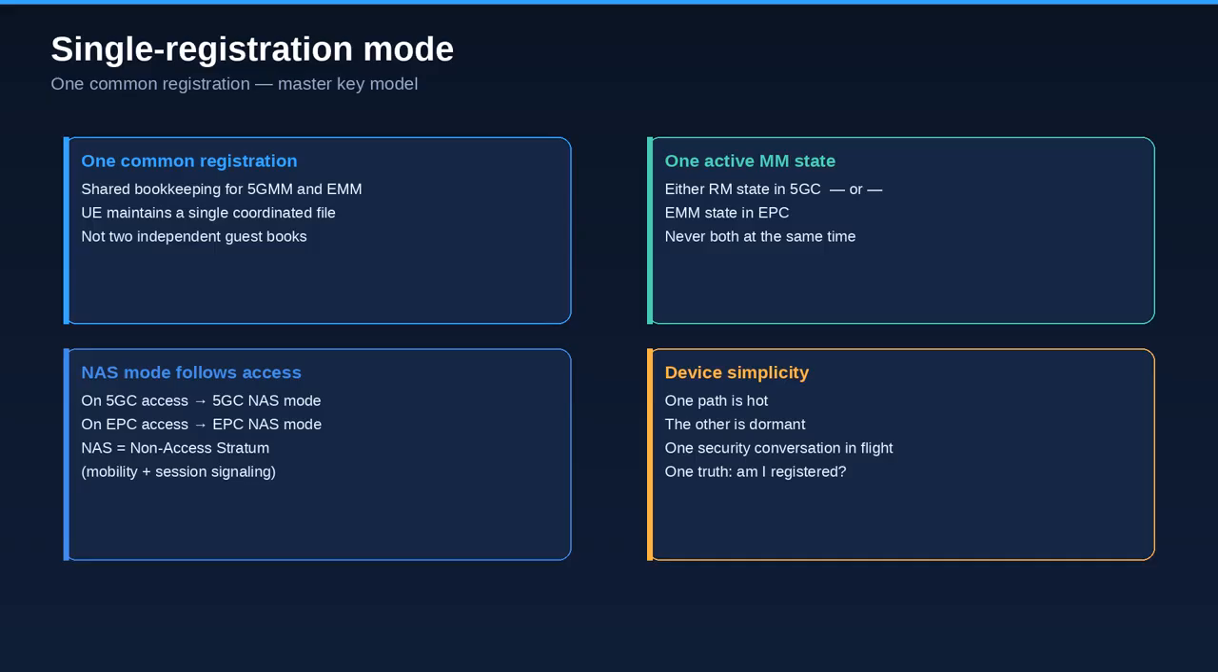When the phone is sitting on 5G core access, it runs in 5GCNAS mode. When it is sitting on evolved packet core access, it runs in EPCNAS mode. NAS means non-access stratum, the layer above radio that talks mobility and session management to the core. So at any moment, there is one truth about am I registered, one security conversation in flight, and one mobility state machine ticking. That is why single mode feels simpler for the device software stack. One path is hot, the other is dormant.